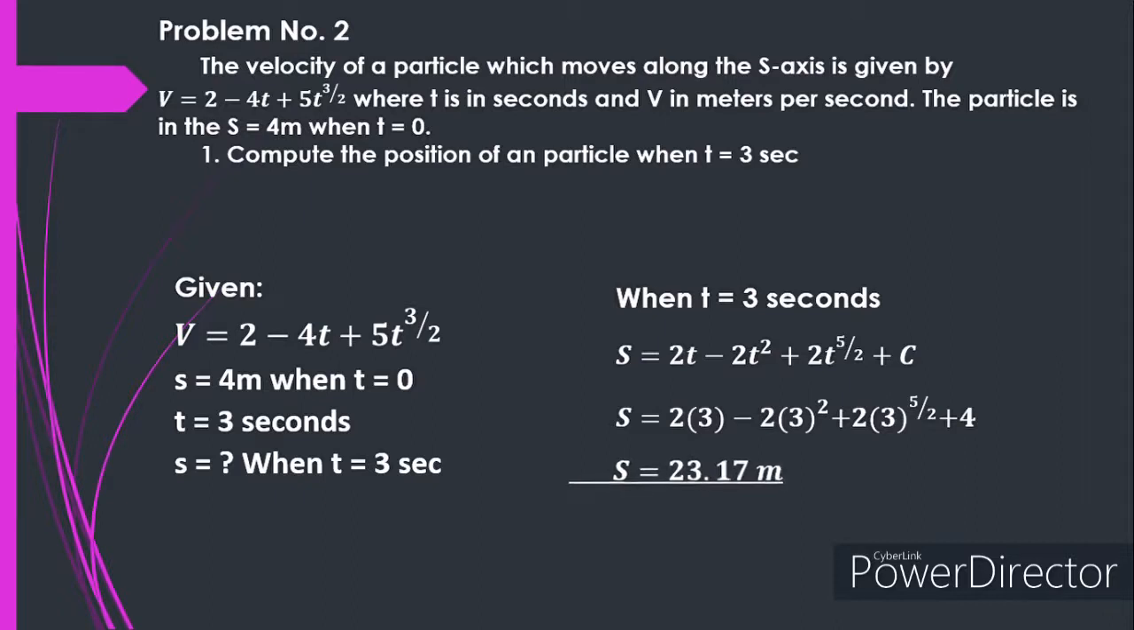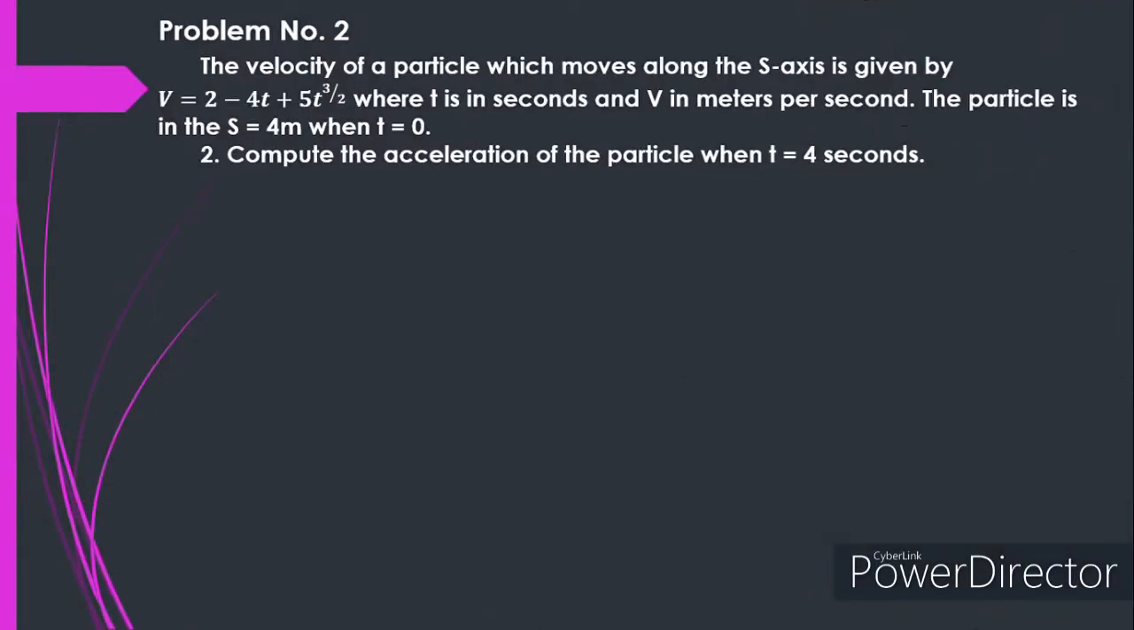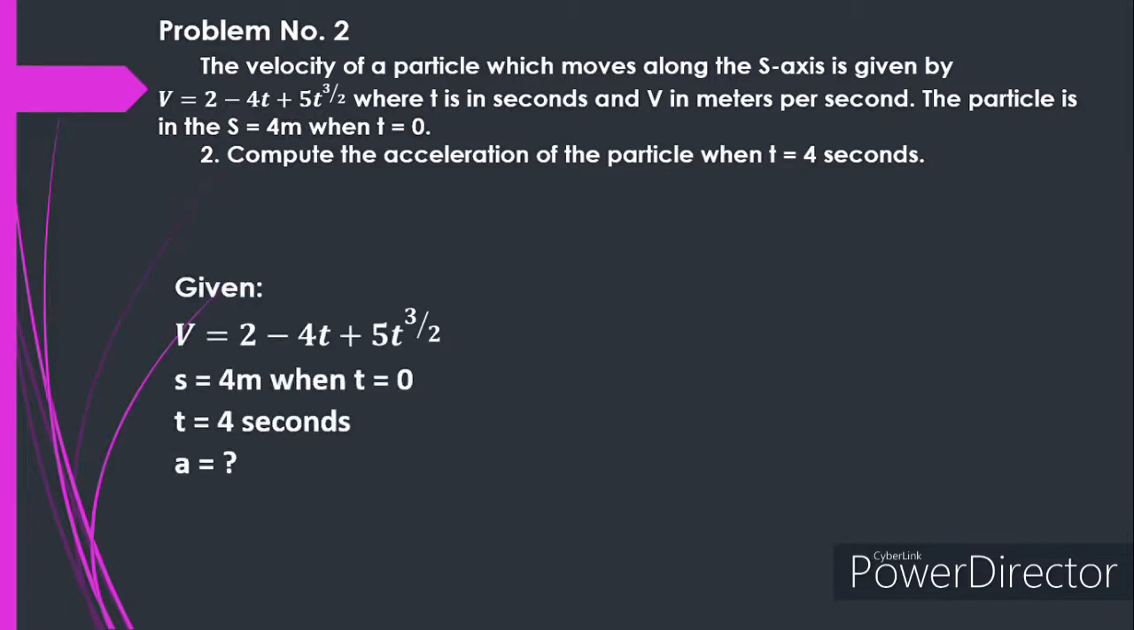For question number 2, compute the acceleration of the particle when t is equals to 4 seconds. 4 seconds daw. So given, we have the equation of velocity which is 2 minus 4t plus 5t raised to 3 halves. S is equals to 4 m when t is equals to 0. Time na 4 seconds. So we're looking for the acceleration at 4 seconds.